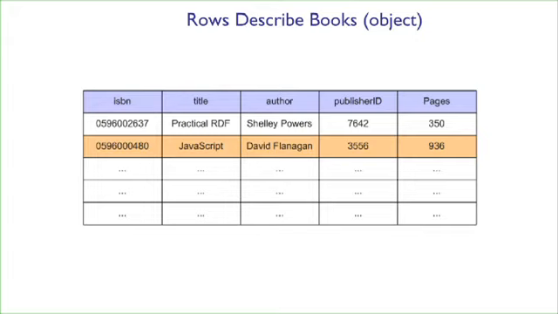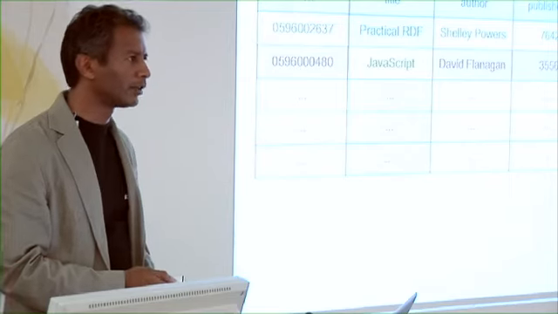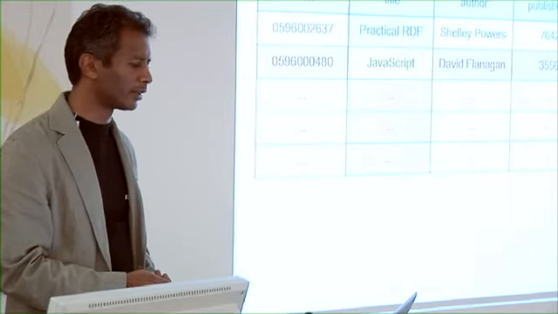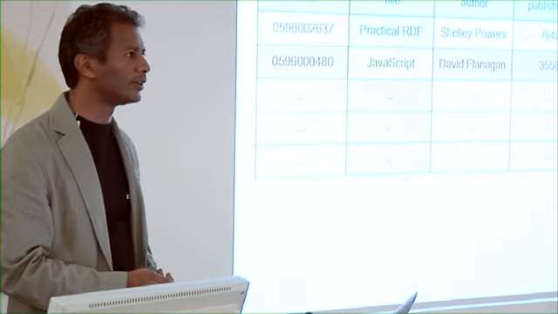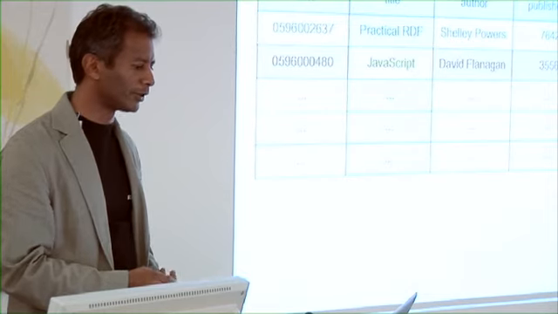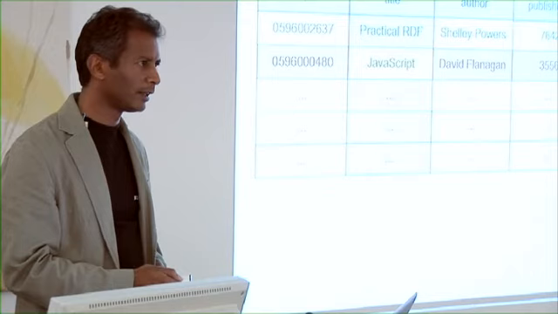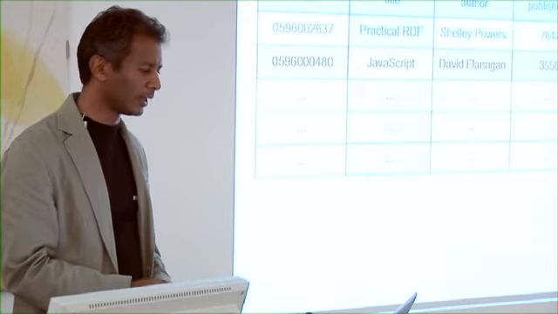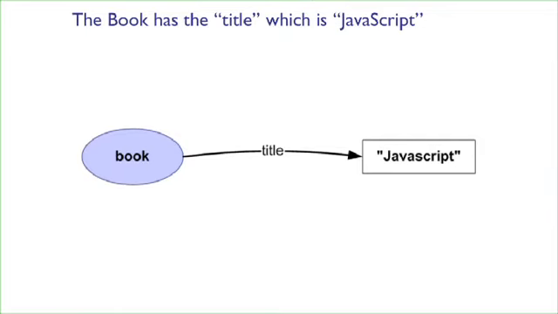Here, the second column describes the titles of all the books I have in my database or my spreadsheet. So we can see here in the cell that's highlighted in yellow that this is a book that has the title JavaScript, which is written by an author called David Flanagan. Now, if I map this into RDF, I get the following. I get a book node with a link called title to another node called JavaScript. So this is a book that has a title JavaScript.